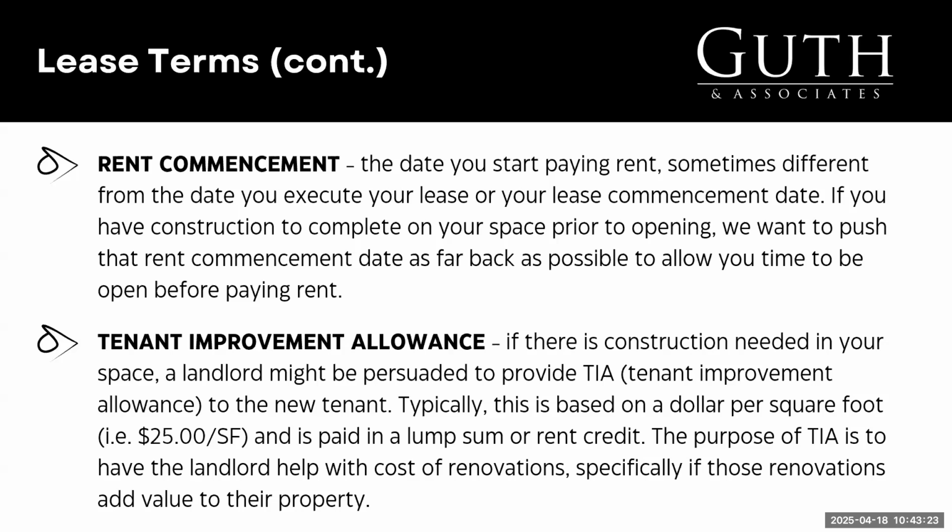I tend to try to always get some kind of tenant improvement allowance. And it's usually based on dollars per square foot, like $25 a square foot. So if you had 1,000 square feet, that's $25,000, if my math is right. I'm not a math person. It can be paid as a lump sum to you. Sometimes it comes as a rent credit. But again, the purpose is to have the landlord help with the cost of renovations that would stay with the building, that they see as an improvement to their structure.